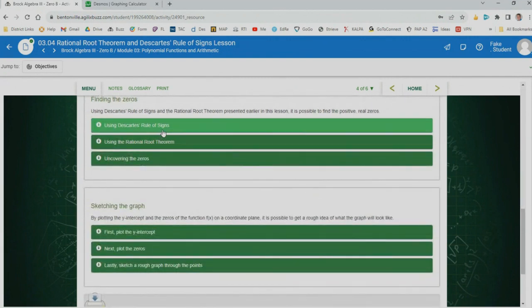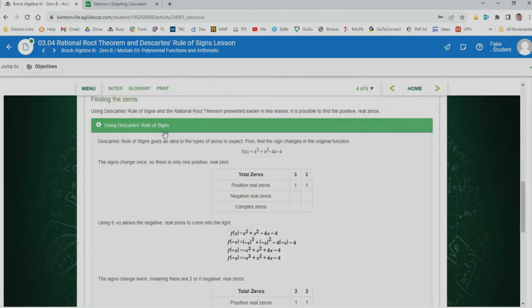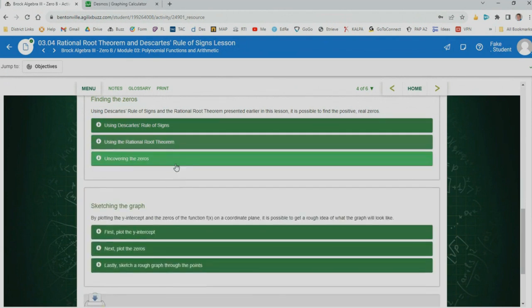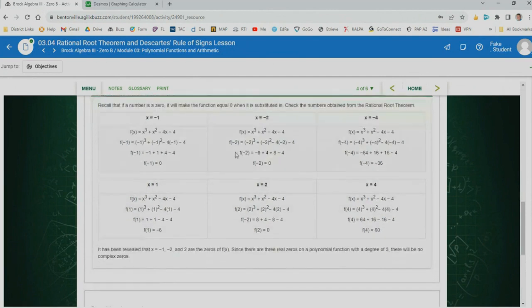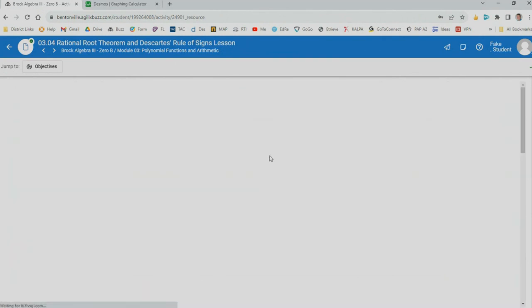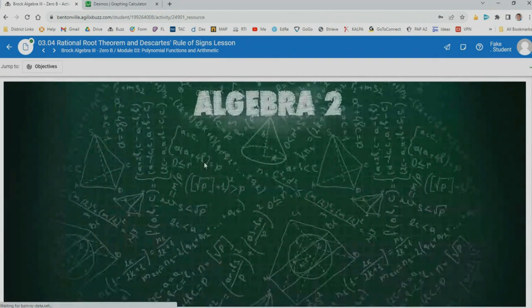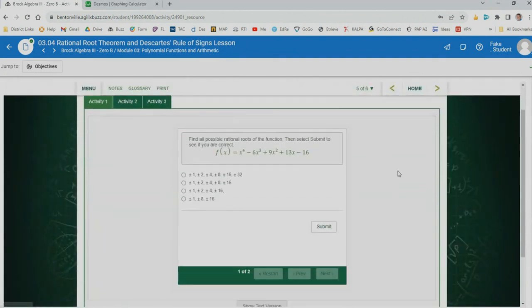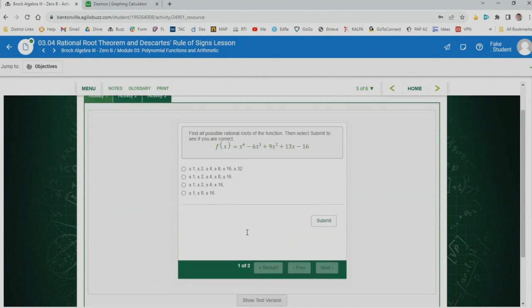Finding the zeros, Descartes' rule of signs, rational roots, uncovering the zeros, just dividing those possibles in there. There's the lesson summary. They have practice problems on page 5 for you. So there's your practice problems: activity 1, activity 2, activity 3, and there's like 2 problems here.